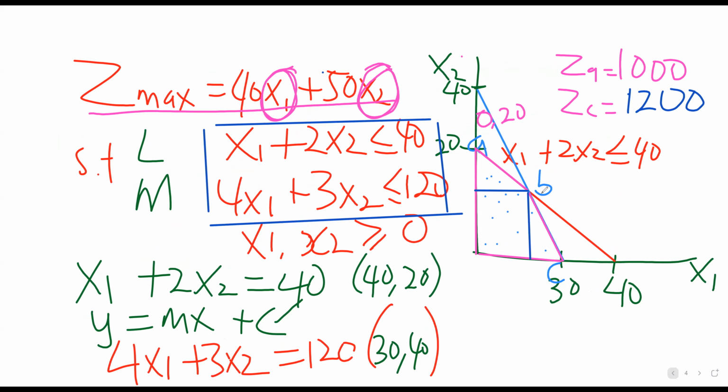How do you know the one that gives you the optimum profit, the best profit? Well, all you got to do is to substitute. So we said that we found the Z at A to be 1,000. We found the Z at C to be 1,002. Now let's find the Z at B.